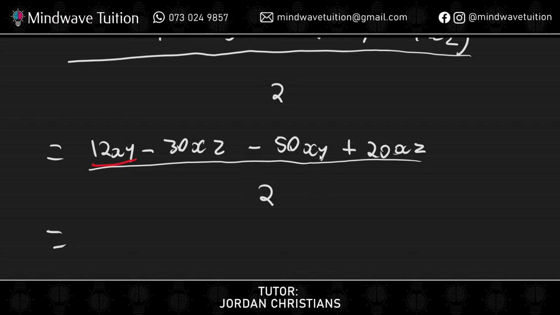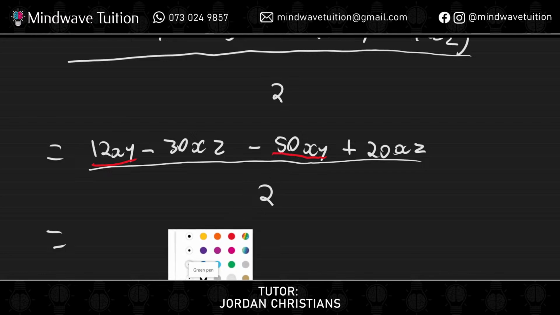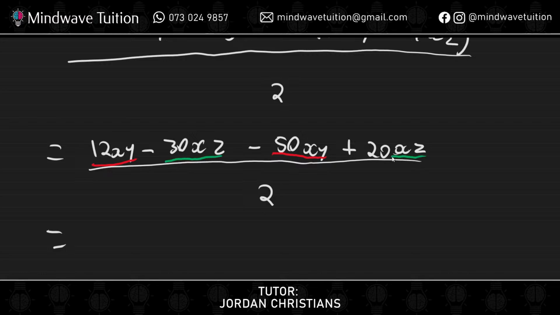So xy can group with this xy right here, and xz can group with this xz right here. Okay, so 12 minus 50 will give us minus 38xy. Yeah. And then minus 30 plus 20 will give us minus 10xz.